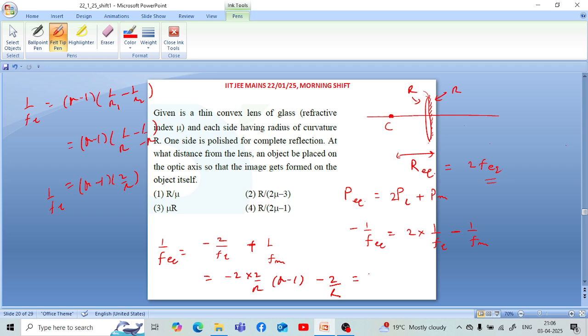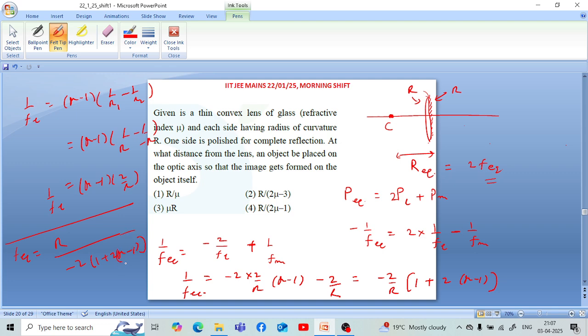Now, solving it further, we take minus 2 upon R as common here. So, we get inside the bracket 1 plus 2 times mu minus 1. Now, this is 1 upon f equivalent, or we can say that f equivalent is equal to the reciprocal of this. It means that R upon minus 2 times 1 plus 2 times mu minus 1.